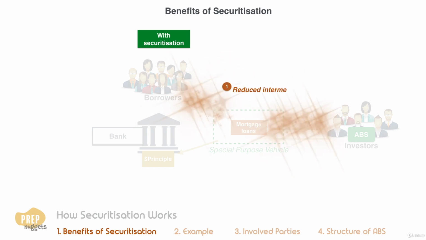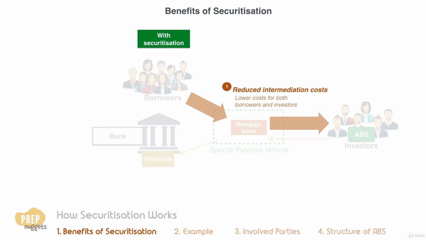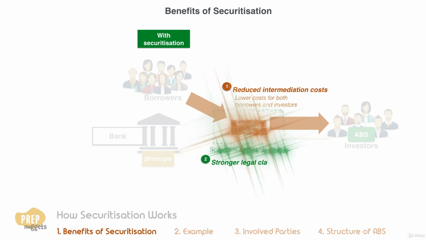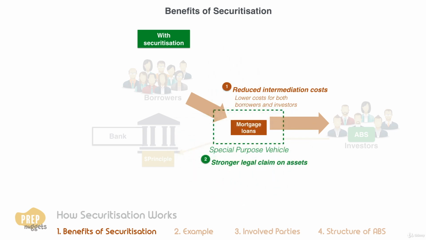Firstly, the bank is no longer the intermediary, so intermediation costs are reduced. This results in lower funding costs for borrowers and higher risk-adjusted returns for investors. As the special purpose vehicles are separate legal entities from the bank, the investor's legal claim to the mortgage loans is stronger as they are marked as collaterals for the ABS. Without securitization, investors only have a general claim against the bank's overall assets.